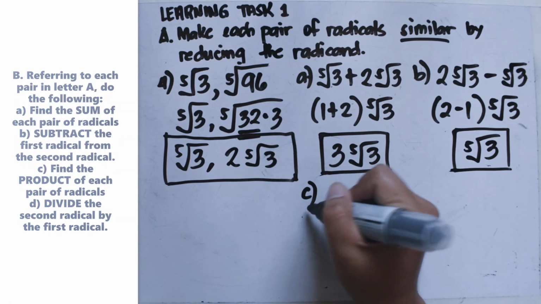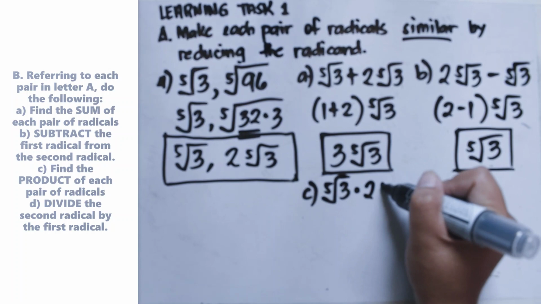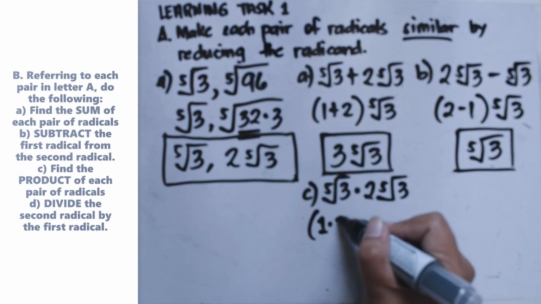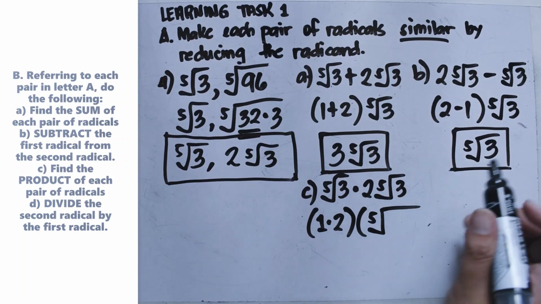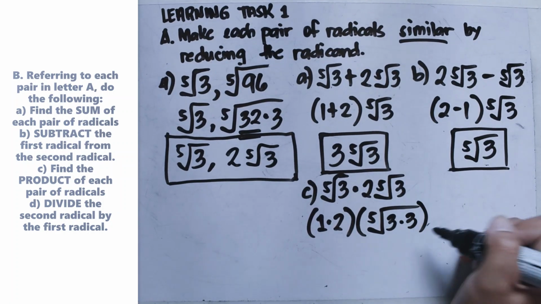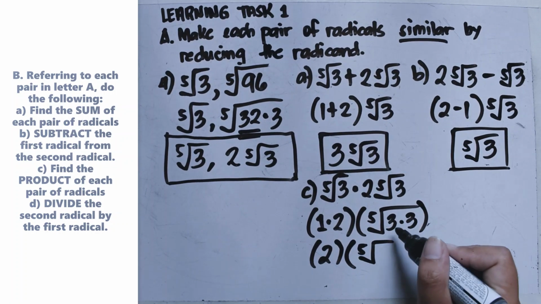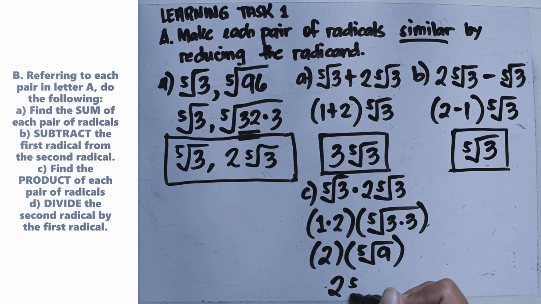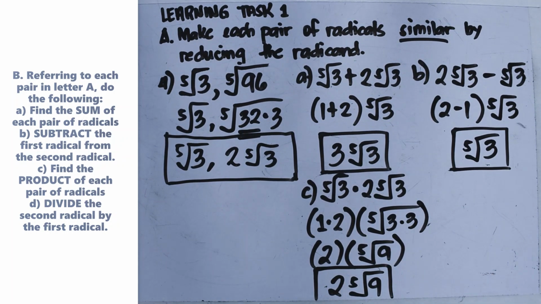Now, letter C. Find the product. So, we have fifth root of 3 times 2 fifth root of 3. Same rule. We multiply the numerical coefficients, invisible 1 times 2, and then copy the same index, fifth root, and multiply the radicand. So, we have 3 times 3. 1 times 2 is 2. And then the fifth root of 3 times 3 is 9. Can this be simplified? Does 9 have a fifth root? None. Therefore, this is our final answer: 2 fifth root of 9. So, that is our answer in letter C.